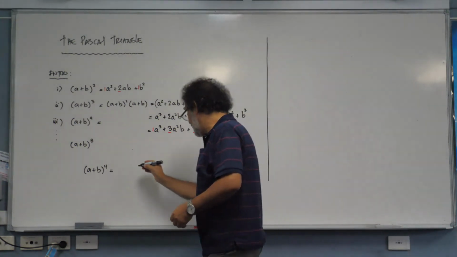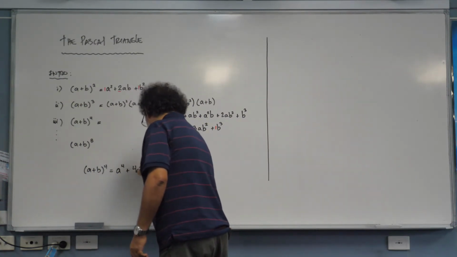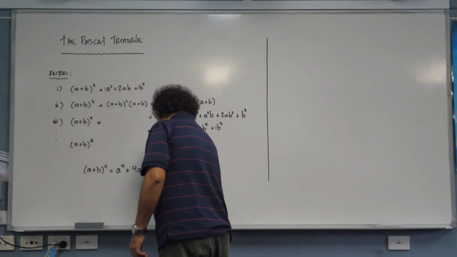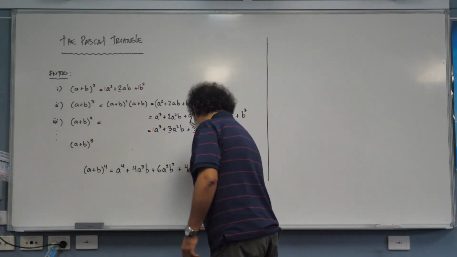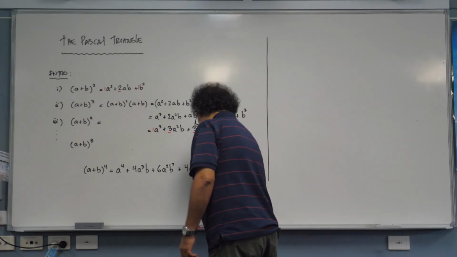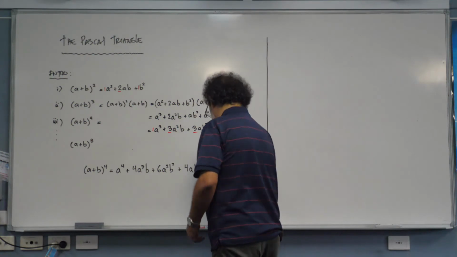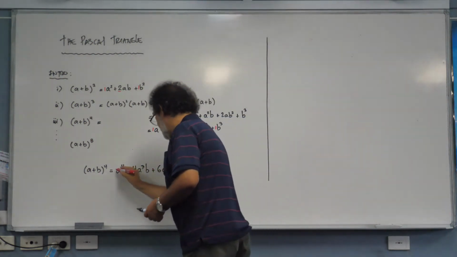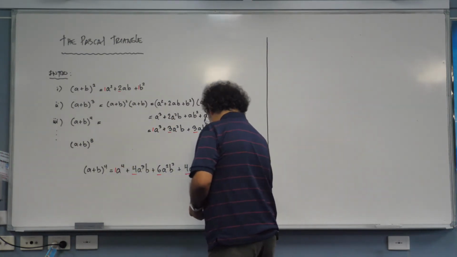I got A to the power of 4, plus 6 A squared B squared, plus 4AB cubed, plus B to the power of 4. Perfect. Okay, so you can see clearly the pattern. So we have 1, 4, 6, 4, and 1.